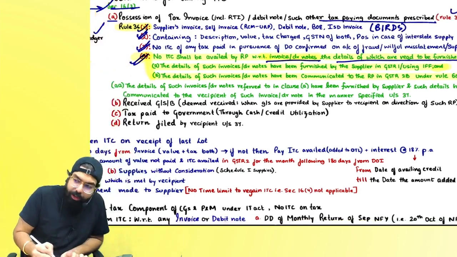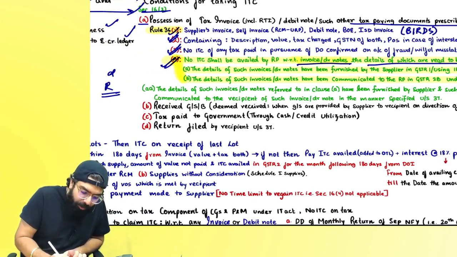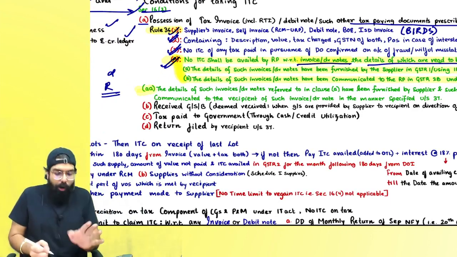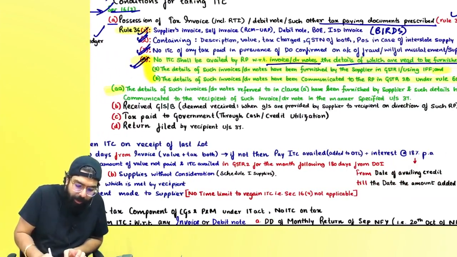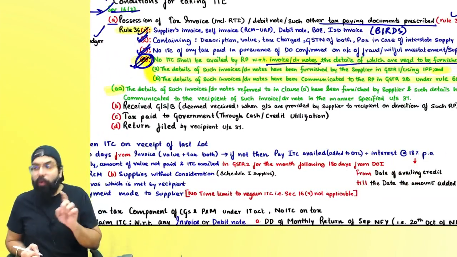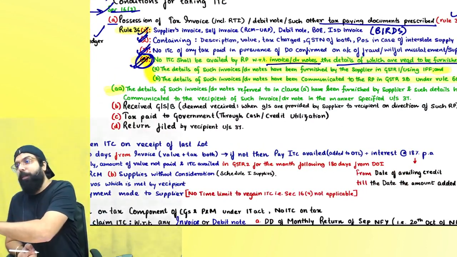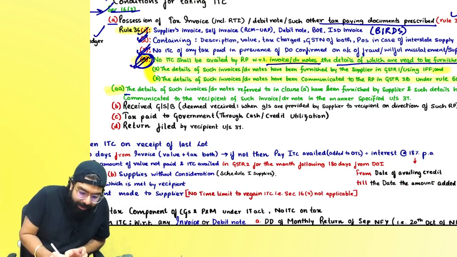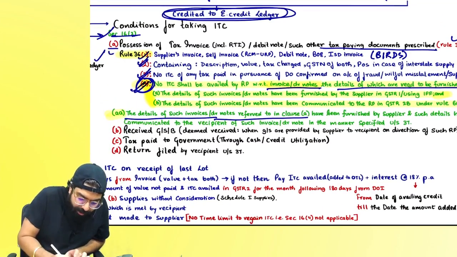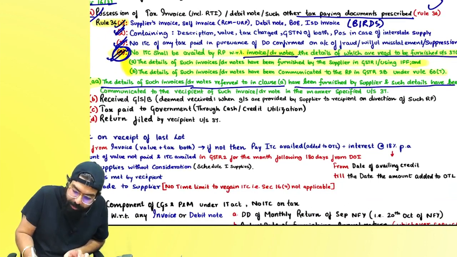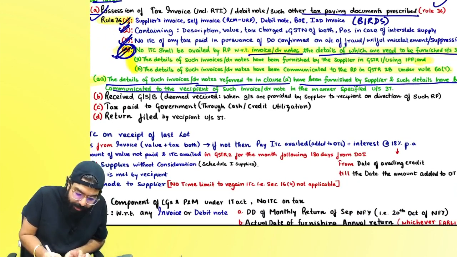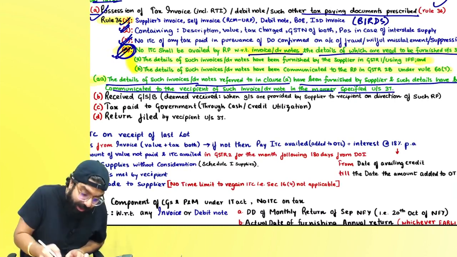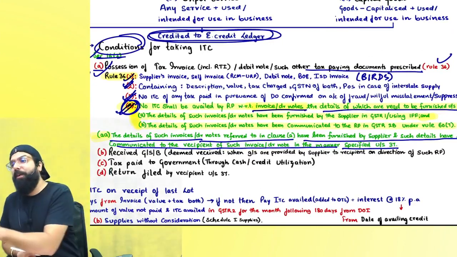The same thing which is told in the rules has been told in the Act under section number 16(2)(aa). Always remember one thing, if they have told something in the rule, the Act's backing has to be there. Now in the Act it is again inserted, the same thing: that the details of such invoices or debit notes referred to in clause A should have been furnished by the supplier and such details have been communicated to the recipient of such invoice in the manner prescribed under section number 37. Only then the condition to take the ITC is fulfilled. Are you guys able to understand?